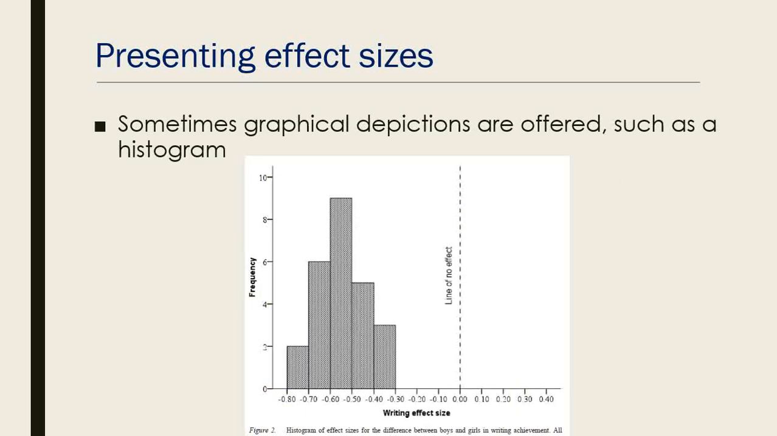The other option, of course, is to present a graphical depiction like a histogram. Now you can see here a histogram I've used from one of my meta-analyses. And I wanted to make it really, really clear to the reader that the null effect would be here and all my effect sizes fell to the left of the null.